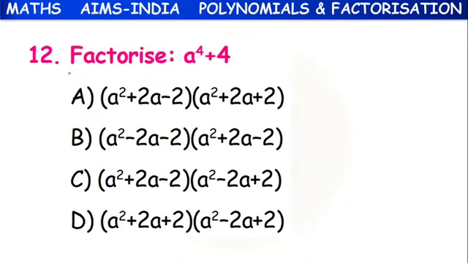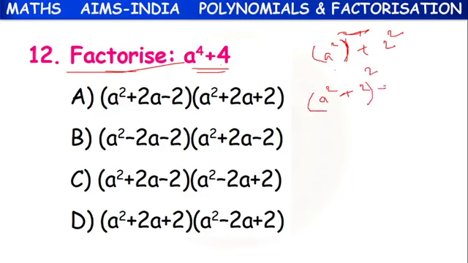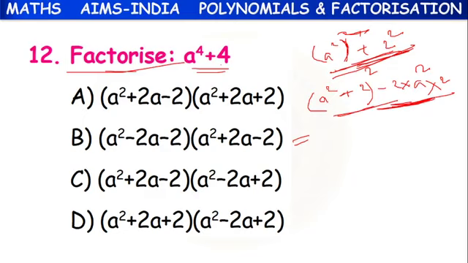Next. Factorize A to the power of 4 plus 4. A to the power of 4 plus 4 we can write as a square whole square plus 2 square. It is in the form of a square plus b square, whose formula is a plus b whole square minus 2ab. Like that we can write.